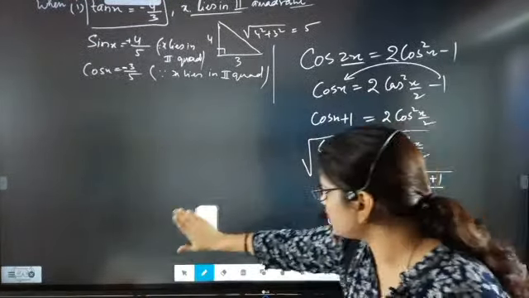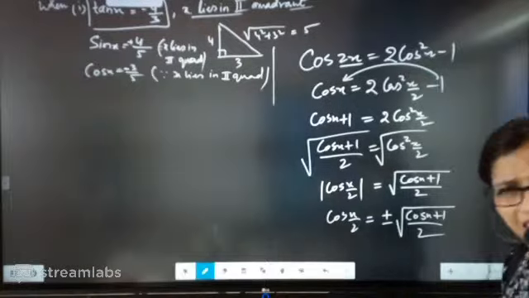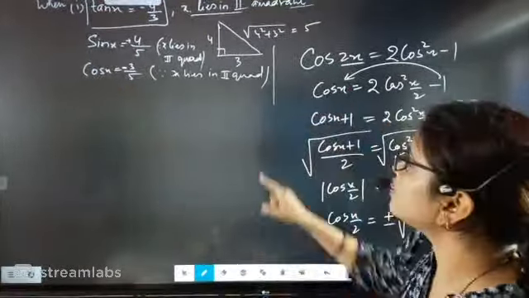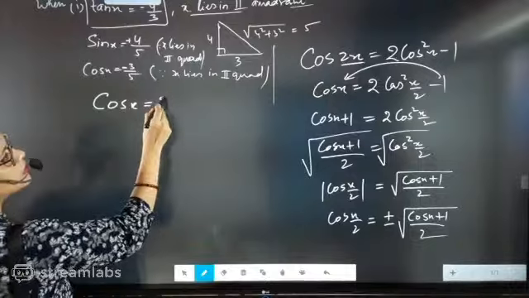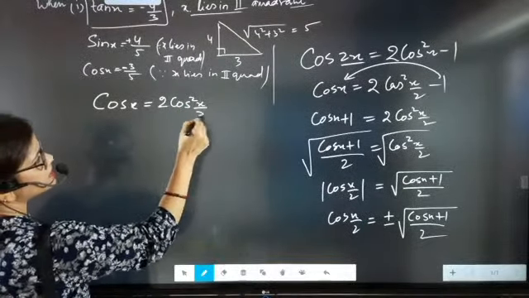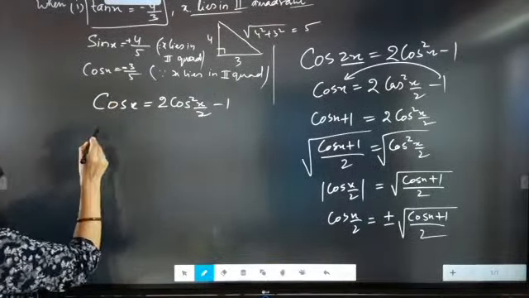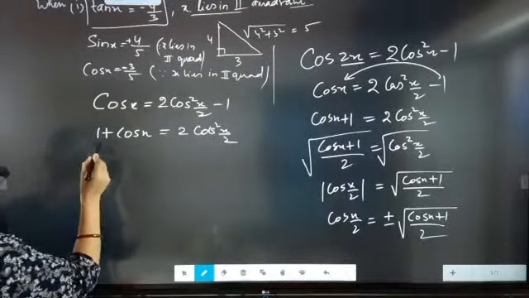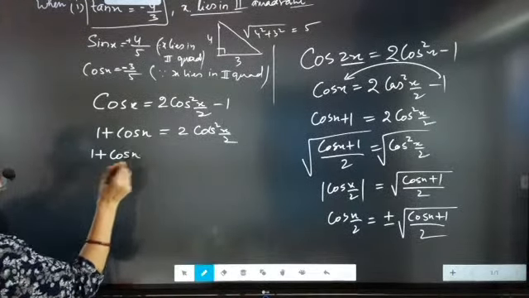And this is what, beta, I was requesting that you should see these formulas nicely today. Cos 2x is 2 cos square x, but did I need cos 2x? We need only cos x because we got the formula of cos x, and now we know this method. So directly shall we write here, cos x equal to 2 cos square x by 2 minus 1. That means now we can shift here. It will become, beta, 1 plus cos x equal to 2 cos square x by 2. Okay, now shift this 2 down. It will become 1 plus cos x by 2.